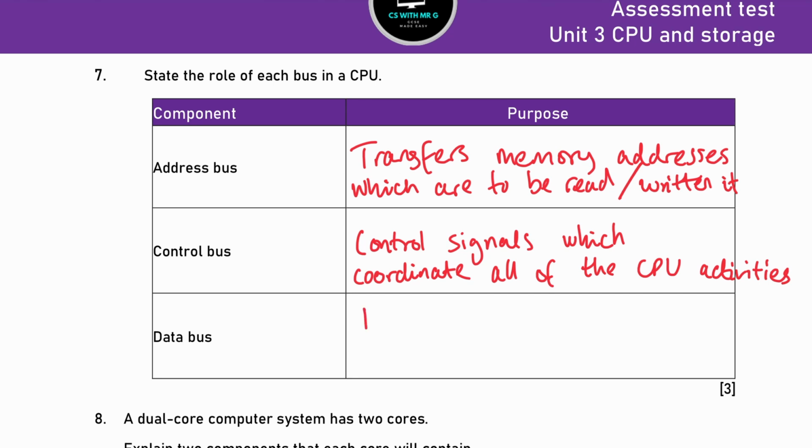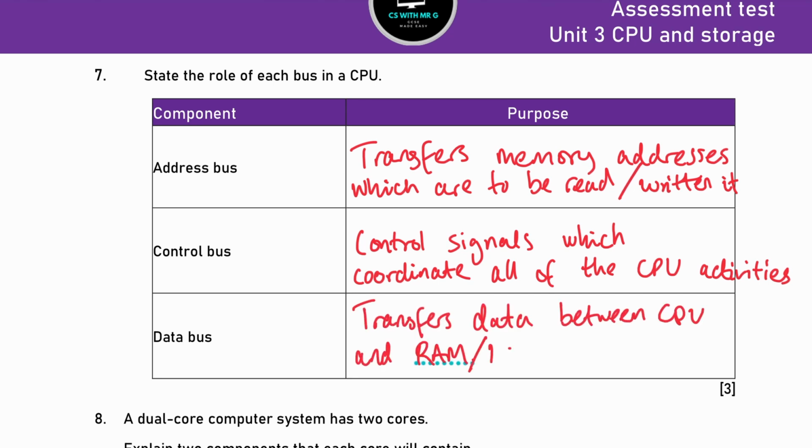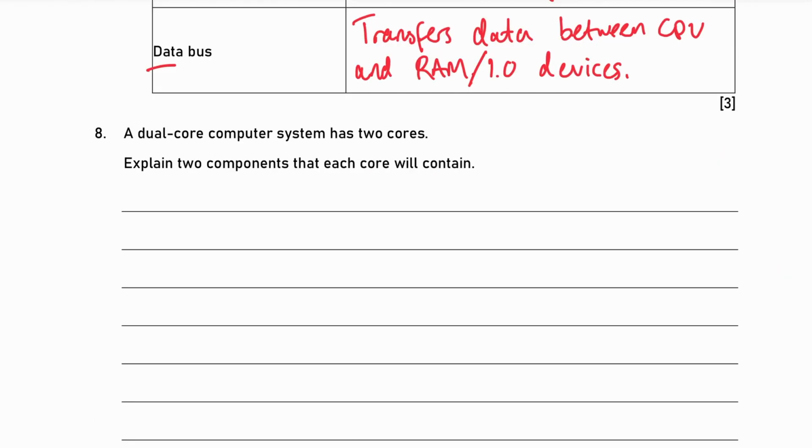The data bus clearly transfers data between CPU and RAM, and also input-output devices. So again, clues are in the name, guys. You've got the address, control, and data. It's fairly simple to correlate those answers to each bus, and they are the only 3 buses that we need to know. A dual-core computer has 2 cores.